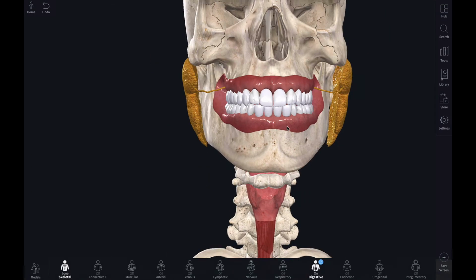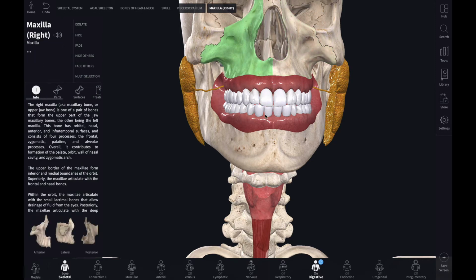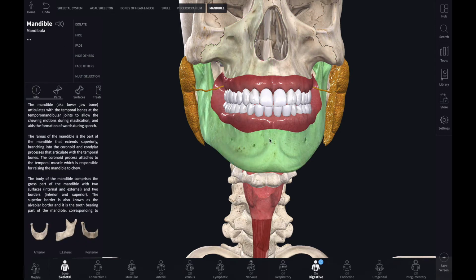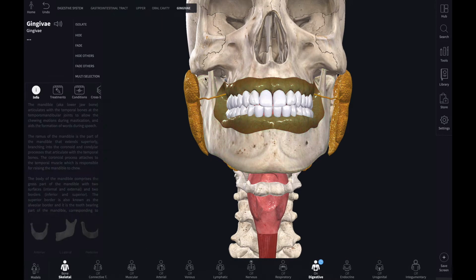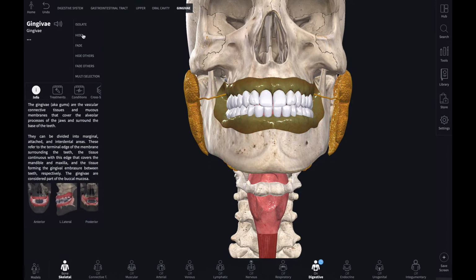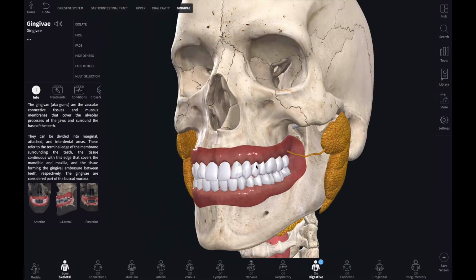This is the upper jaw, which is formed by two maxilla bones, and the lower jaw is formed by one mandible bone. I will remove this gum, which we call the gingiva. If there is any inflammation in the gingiva, we call it gingivitis, which is usually common in vitamin B12 deficiency.